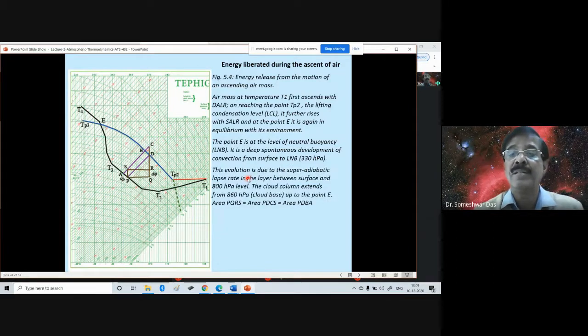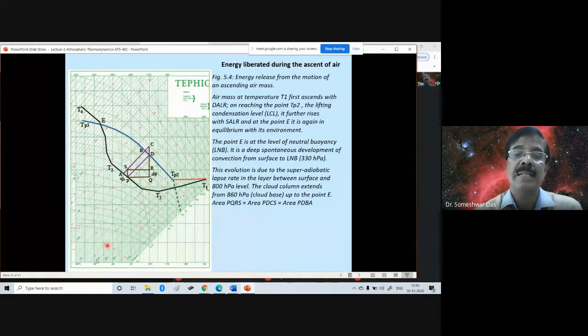This evolution is due to the super adiabatic lapse rate in the layer between the surface and 800 millibar. Super adiabatic lapse rate here, in the layer between the surface and the cloud column, which extends from 860. Yes, this is 860 exactly, to be precise. This level is 860 millibar, which is approximately 1.5 kilometers above the ground, up to the point E.